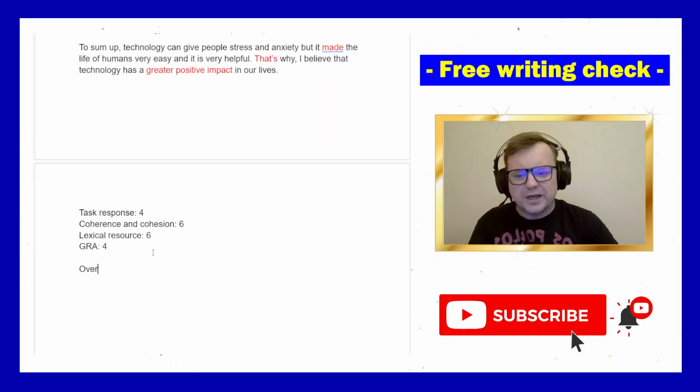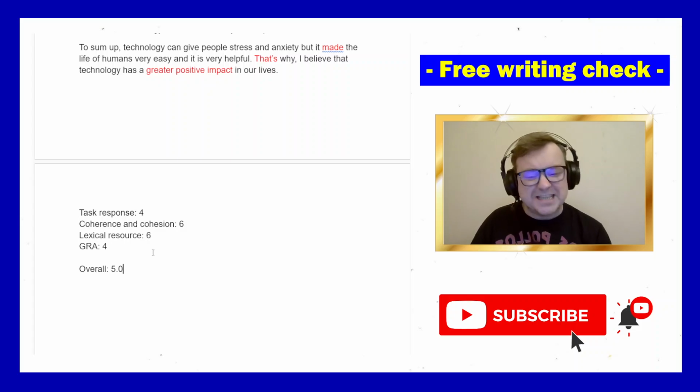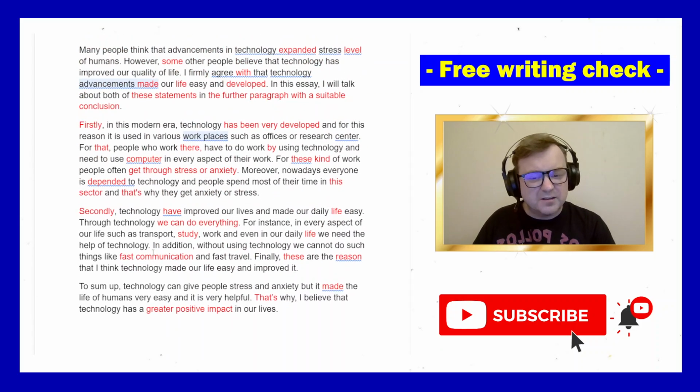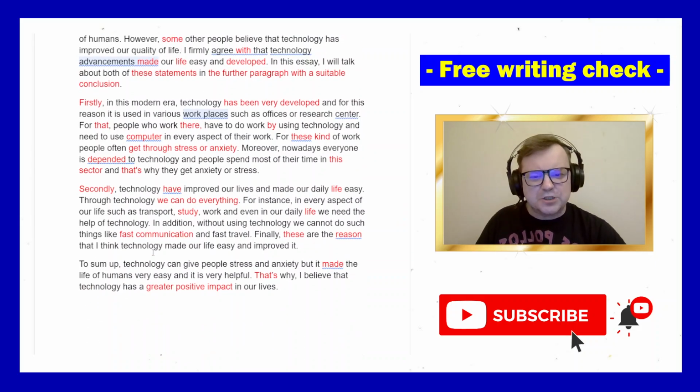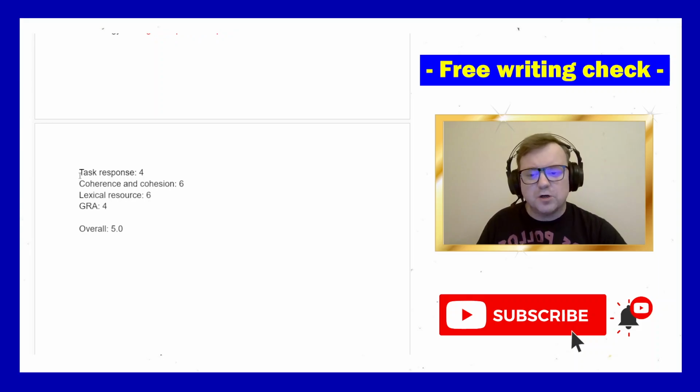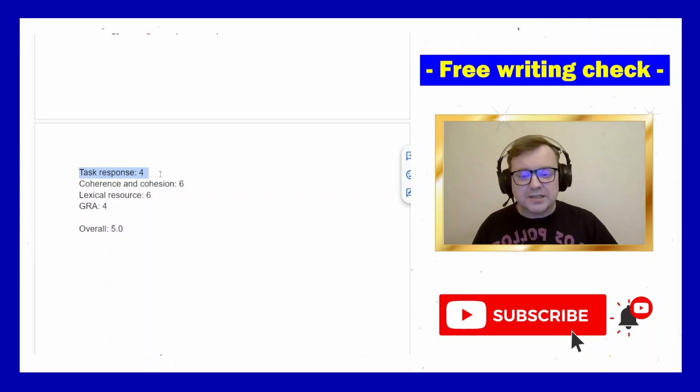So overall, we have a 5.0 for this writing. That puts the candidate at intermediate, and I think that is fair. This is what I would expect from perhaps an intermediate student. Things to work on: task response, understand what academic writing is, understand what essay writing is, because it seems obvious that the candidate doesn't really know what we do in academic essays and what we don't do.